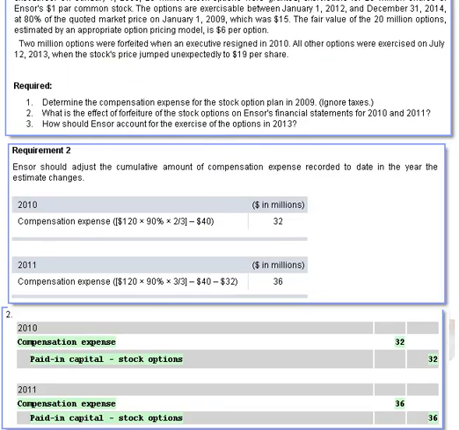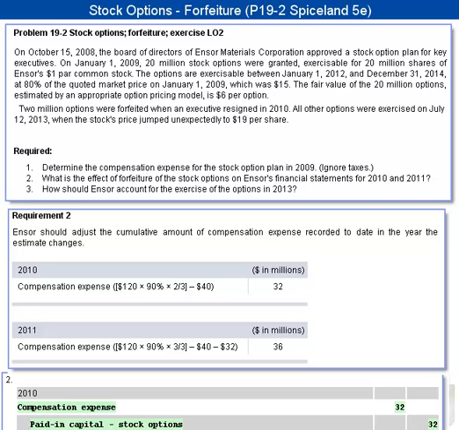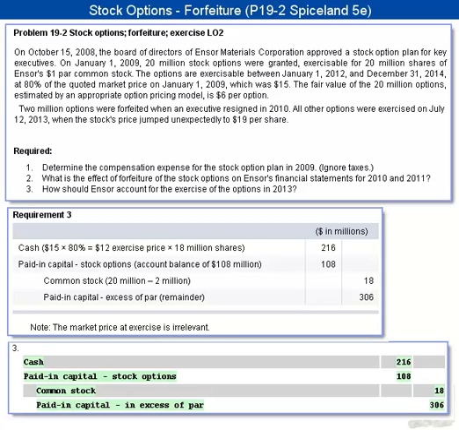All right, let's slide back up now and read number 3. How should Ensor account for the exercise of the option in 2013? Now I've adjusted the screen so you can see the calculation on how we would answer that.